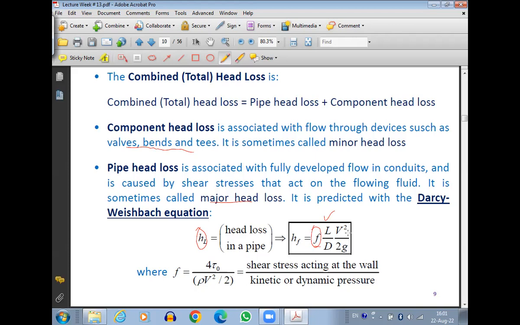So then we have the velocity of the fluid. Okay, so the velocity of the fluid is also directly affecting the head loss. Basically this is the formula h_L = f L/D V²/2g, and this was predicted by Darcy-Weisbach. That's why it's known as the Darcy-Weisbach equation, which determines what the head loss in a pipe will be.